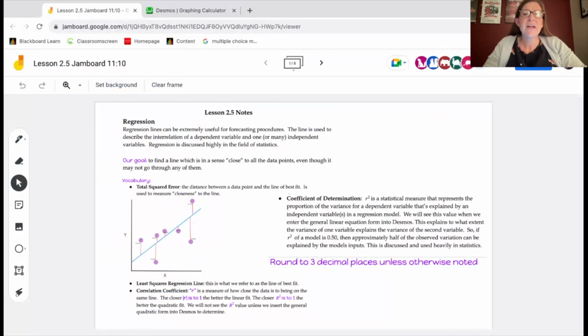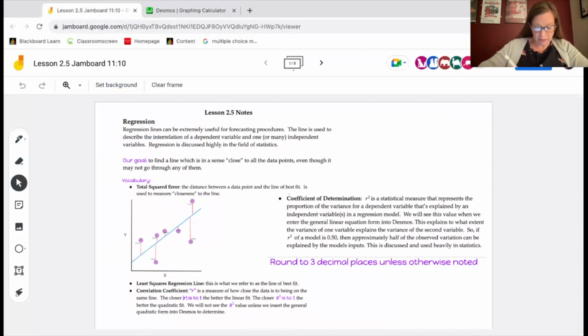Our goal today is to find a line which is close to all our data points, even though it may not go through all of the data points, or any for that matter. That's going to be called the line of best fit. Today, we're going to focus our line of best fit using linear and quadratic. So whether it's going to be a nice straight line, or if we're going to be looking at a quadratic line to help us. This line of best fit is called the least squares regression line.